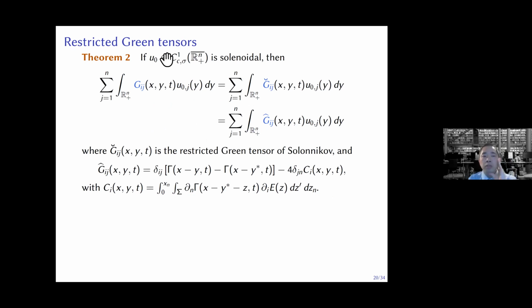The second theorem is about the restricted Green tensors. This is the solution formula for initial data U0. We can use three different tensors here: G_ij, G_ij bar, and G_ij hat. G_ij bar is the tensor of Solonnikov, and G_ij hat is defined by this formula here. Here is the heat kernel at the reflection point, and then there's a new term, C_i. C_i is an integral, also over this space region, over sigma, the boundary, times the interval from 0 to xn of something here, the heat kernel and the polynomial solution.